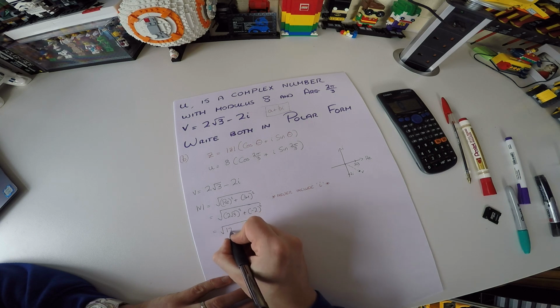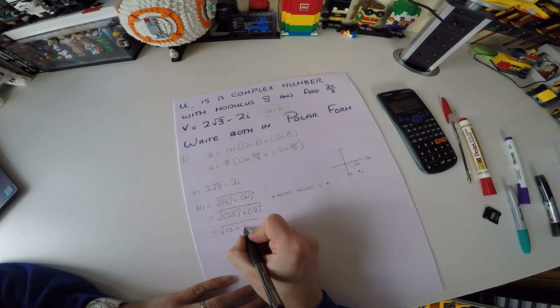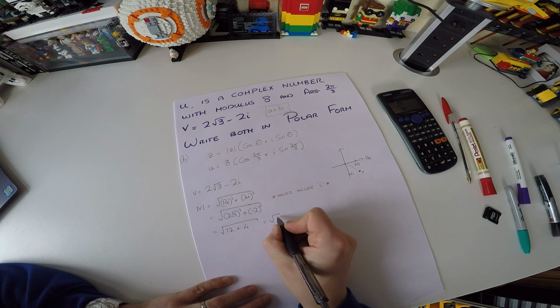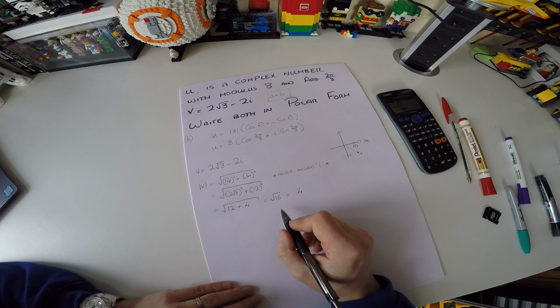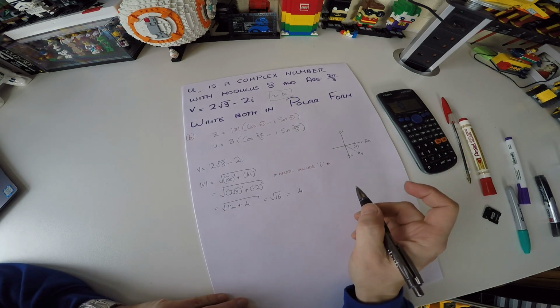Right? So let's do this, and then so this stuff squared is going to be a 4 and a 3. That's going to be 12, and minus 2 squared is going to be a 4. So that's the root 16, which is of course 4. So our modulus is 4. Next we need the argument. Now this is where it gets a little bit trickier.